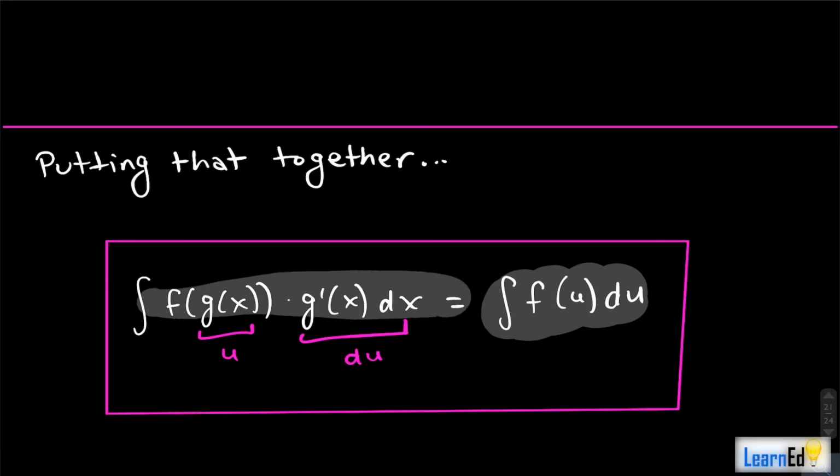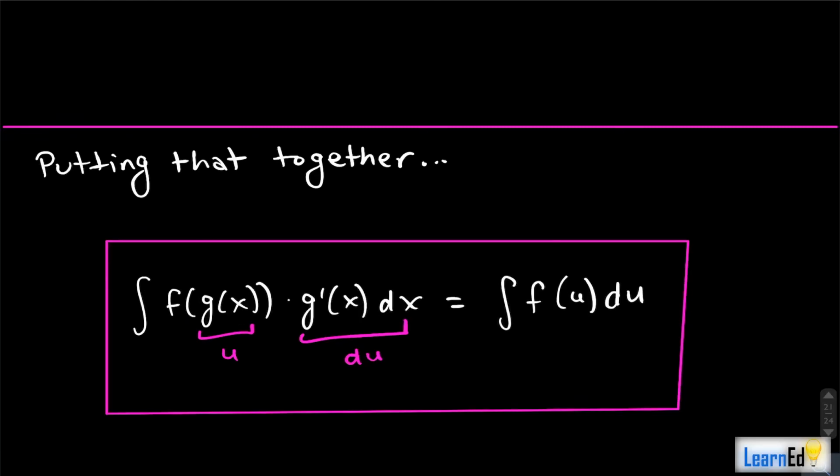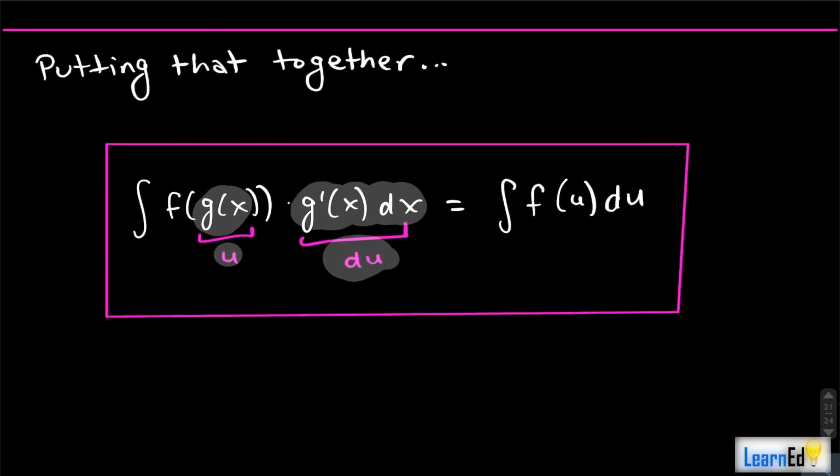It's not this mess of notation. Okay? We just set g of x equal to u, and we set g prime of x dx, right? We just take a derivative of u, which would give us g prime of x dx, and we call that du. Okay? And that's what I said earlier.